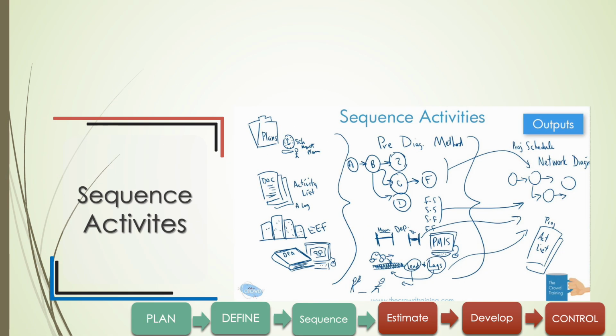Sequence activities is the process of identifying and documenting relationships among the project activities to create a logical flow of work and establish the order of execution for the project schedule.